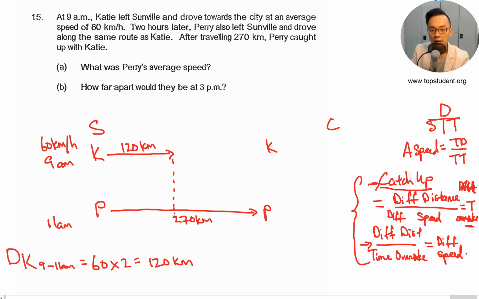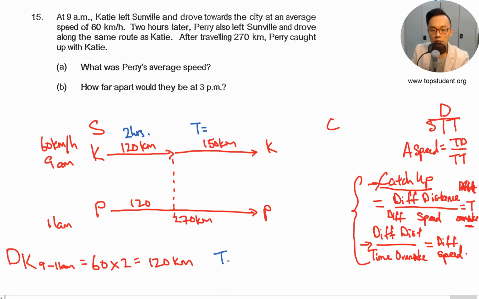So let's draw a line down. So this is 120. So the other part, basically Katie traveled for 150 kilometers, which is 270 minus 120, is 150. Then Perry caught up. So Katie took 2 hours to travel this distance. So what is the time that she takes to travel this distance?